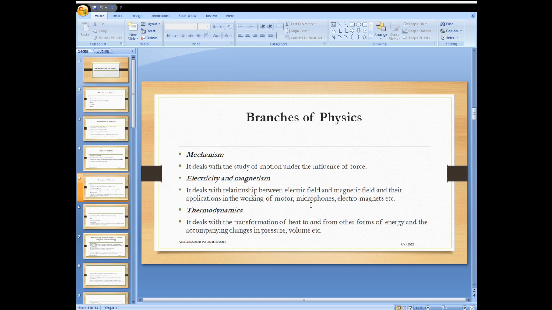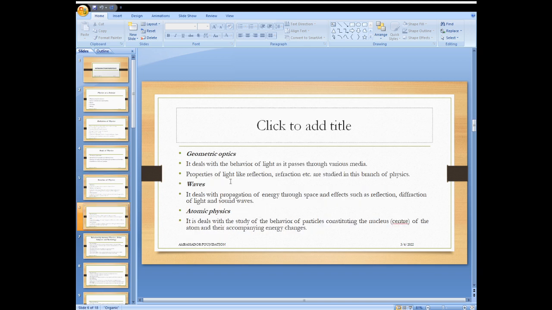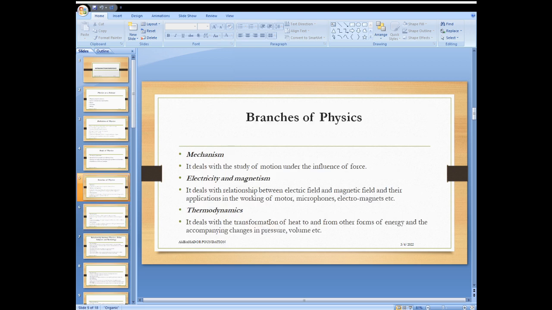Now, if we just need to see the branches of physics, I'll just show you here. You can see my slide. We have mechanism, which can also be termed as mechanics, which is a branch of physics. We have electricity and magnetism. We have thermodynamics. We have geometric optics. We have waves, and then we have atomic physics. Let's see what each branch means.